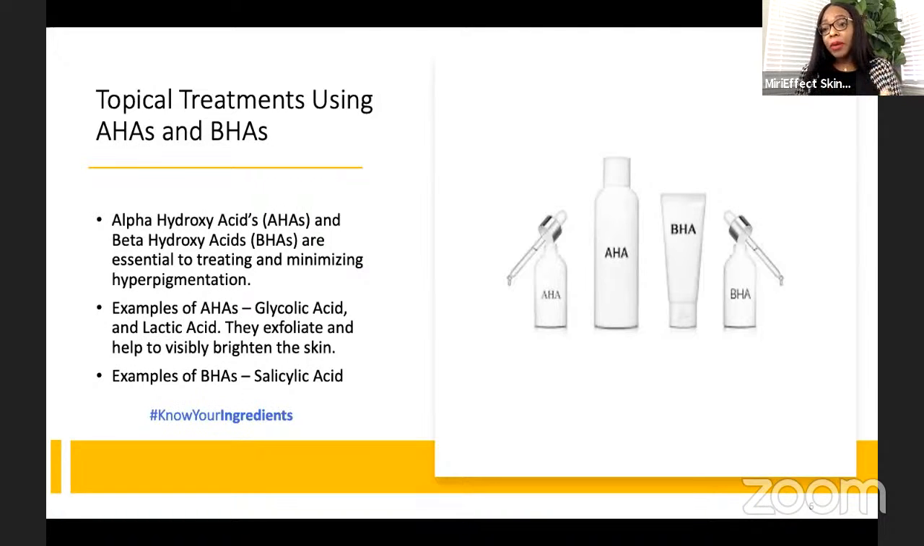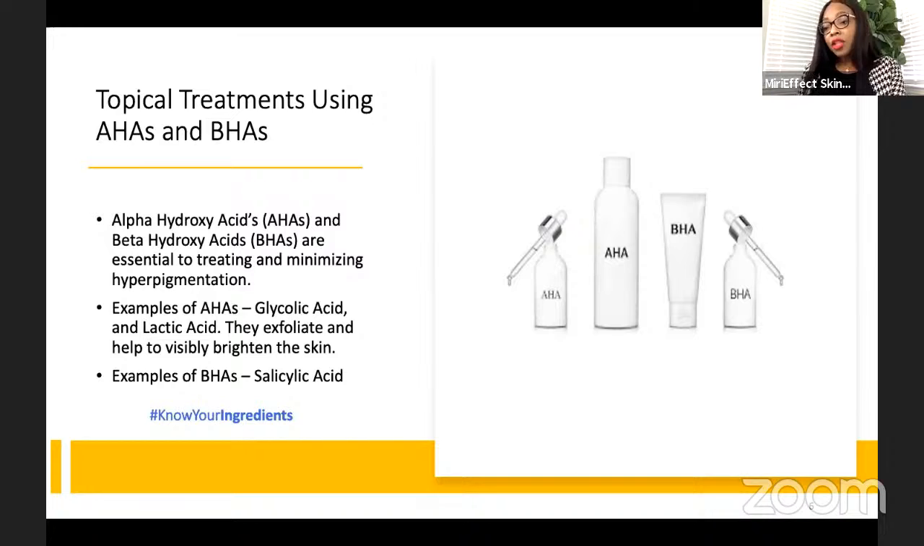A big part of it is not just what you're using on your skin, but also lifestyle changes and the way you eat. What do you eat? What do you drink? What are you not eating? What are you not drinking? All of that plays into treating your skin and your body holistically.